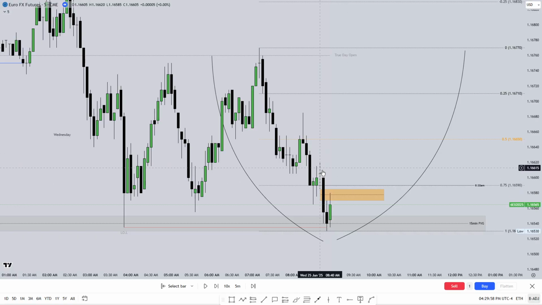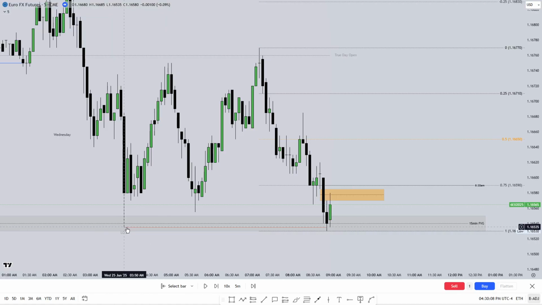Okay, so if we take a look at this leg down right here, this swing high to this swing low. This is the run that took out London low right here. This swing high to this swing low. Where are your consecutive down close candles? Right here and right here.